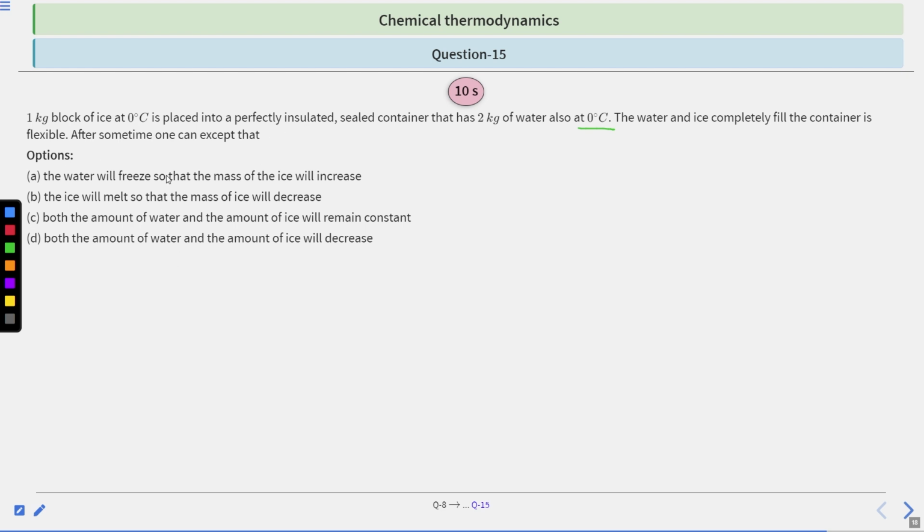So what can we expect? Given options are: the water will freeze so that the mass of the ice will increase; the ice will melt so that the mass of ice will decrease; both the amount of water and amount of ice will remain constant; and both the amount of water and amount of ice will decrease. So you have 10 seconds to solve this question. After that, we will see the answer.